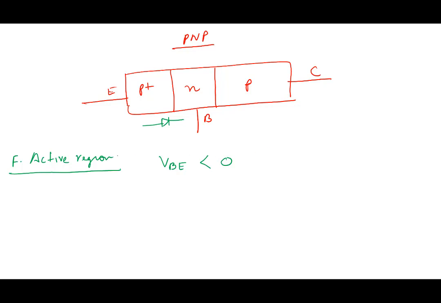Another way of saying it: in NPN, remember we said the base-emitter voltage VBE to forward bias is 0.7. While here, what has to be 0.7 is VEB. Instead of base-emitter, it is VEB that has to be 0.7 forward biased. Base and emitter are sort of getting interchanged.